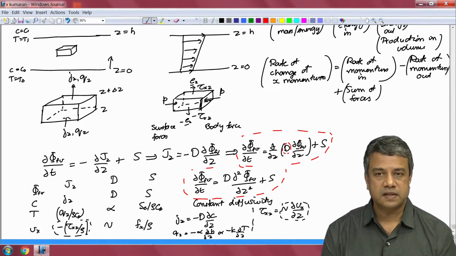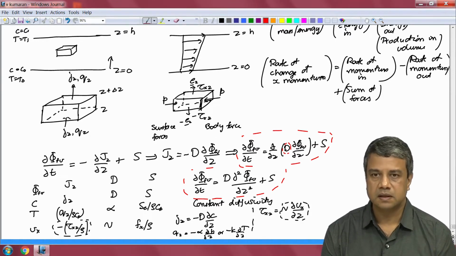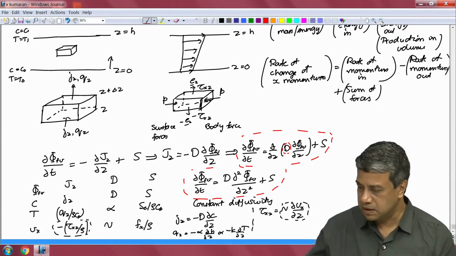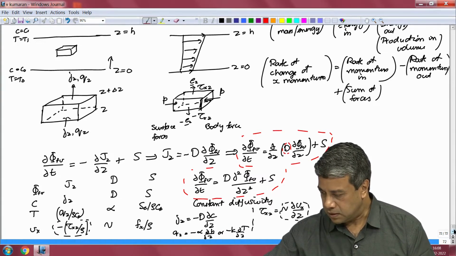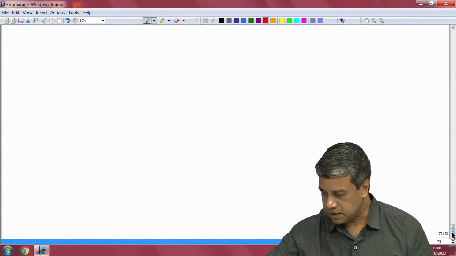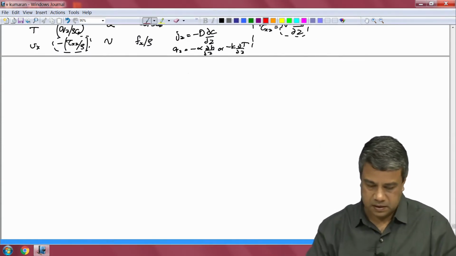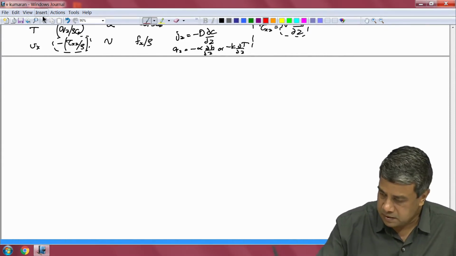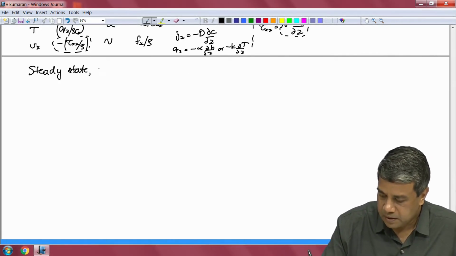So, this is as far as obtaining the conservation equation is concerned for unidirectional transport with variations in one spatial coordinate and in time. Now, how do we solve these problems? Let us go on to looking at solving problems with increasing degree of complexity. The simplest problem is to consider steady state, constant diffusivity.